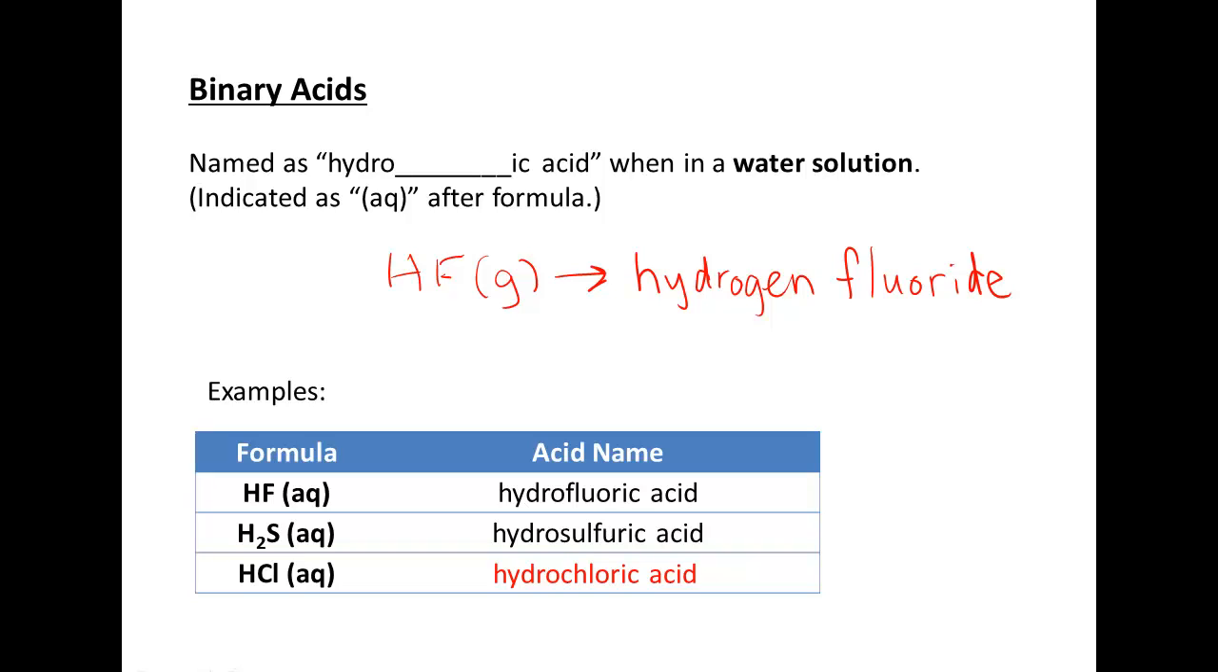Now, a question I often get is, how many H's are going to be in the formula? That's actually pretty simple. All you need to do is look at the nonmetal and figure out what charge it will have when that nonmetal forms an ion, because all you're doing is adding an H plus to that nonmetal. So, for fluorine, fluorine has a -1 charge, so it's going to have 1 hydrogen. Sulfur has a -2 charge, so it's going to have 2 hydrogens. And chlorine has a -1 charge, so it's going to have 1 hydrogen.